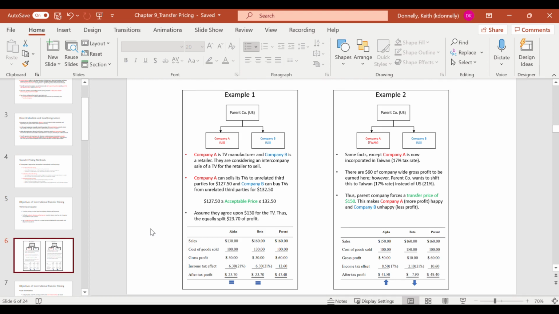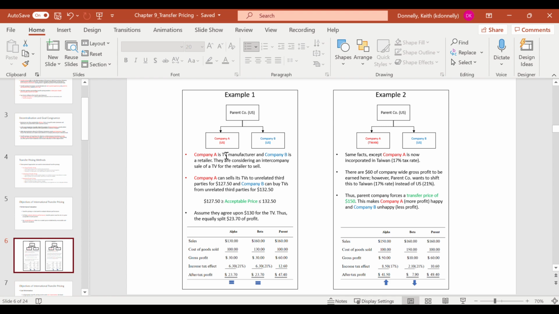Example one, we have a parent company and two subsidiaries, A and B. Looks like A makes TVs and B is a retailer. And A wants to sell a TV to B, so B can ultimately sell it in their store. So A says, hey, we can sell these TVs to unrelated third parties for like $127. B says, we can buy these TVs from unrelated third parties for like $132.